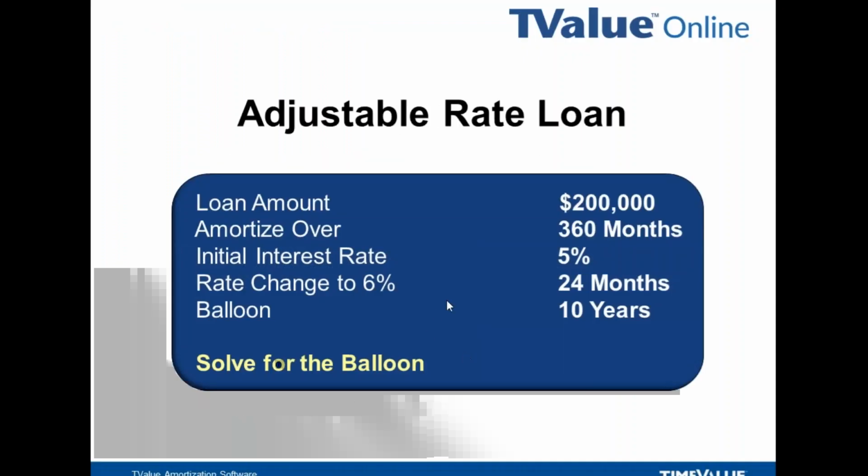For instance, our first example that we'll run through is an adjustable rate loan. And we're going to have a loan amount of $200,000 that we amortize over 30 years, or 360 months, at 5%. Then we're going to have a rate change after 24 months that bumps up to 6%. And then we'd like to calculate what the balloon payment is after 10 years. So let's take a look at how we accomplish that in TValue Online.